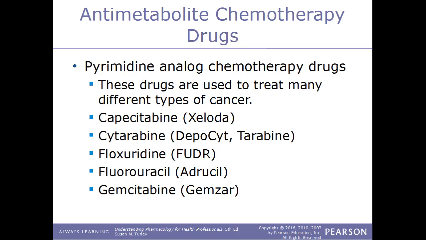And some examples of this category of the antimetabolites include capecitabine, also known by the trade name Xeloda, cytarabine, known by the trade names Tarabine and DepoCyt, floxuridine, known by the trade name FUDR, fluorouracil, known by the trade name Adrucil, and gemcitabine, also known by its trade name Gemzar.